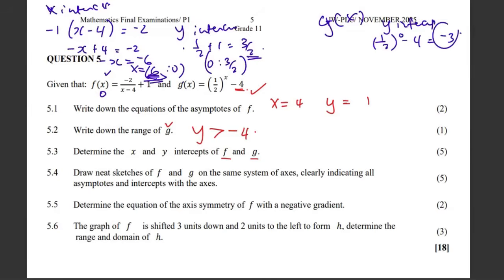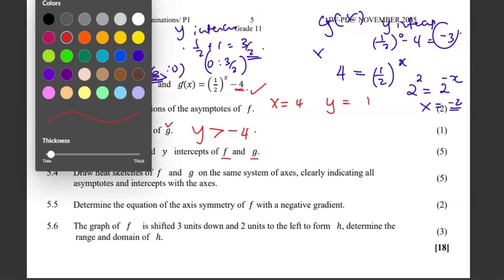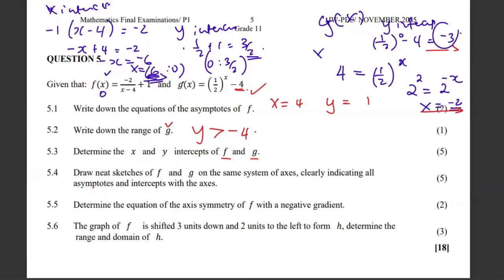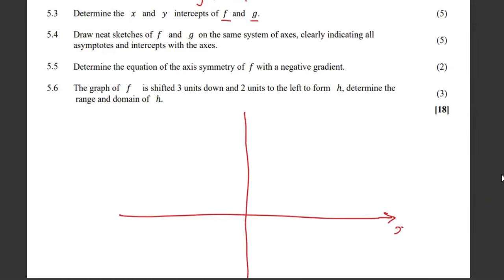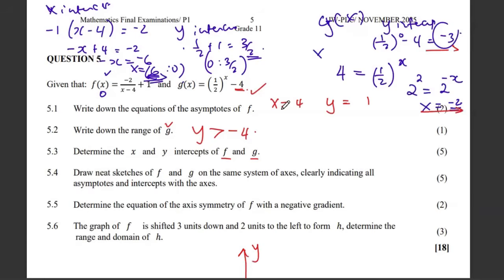And then for the x-intercept, y is 0, so I'll have 4 is equal to 1/2 to the x. This is going to be 2 squared, 2 to the -x, meaning that x must be -2. Okay, so that is how I would have worked out the intercepts, both for the x and the y for the two graphs. Then they want us to sketch. So if this is our x, this is our y. Let's start rather with f.